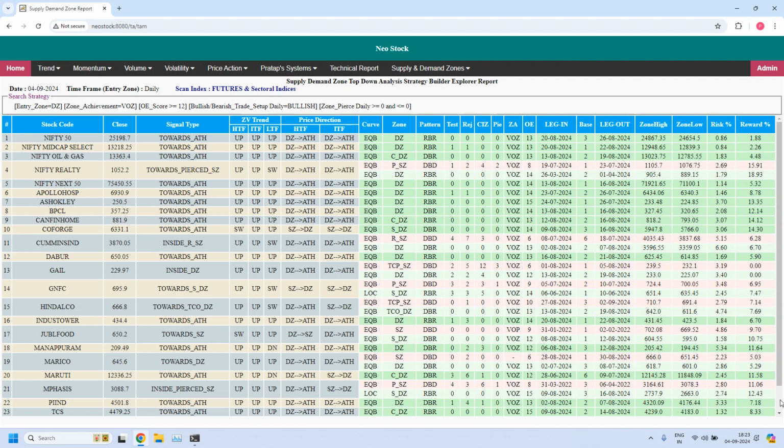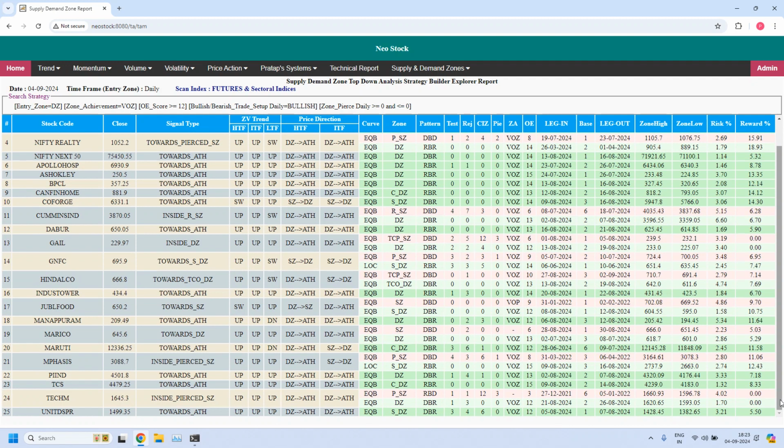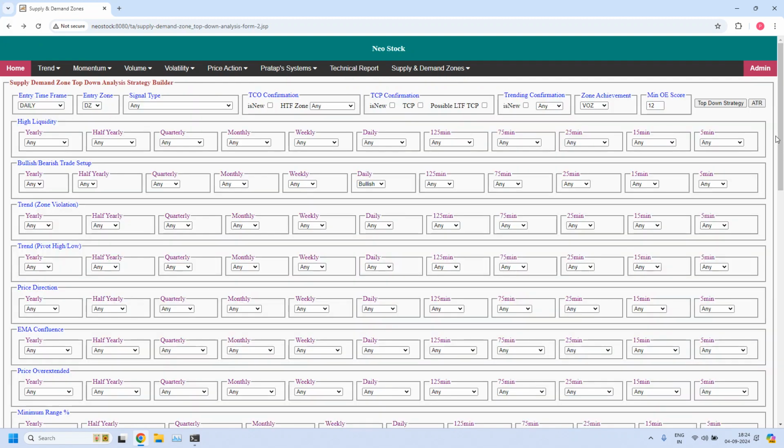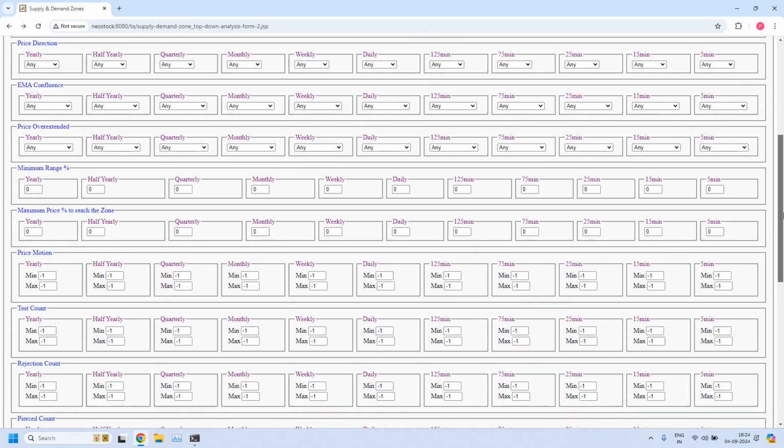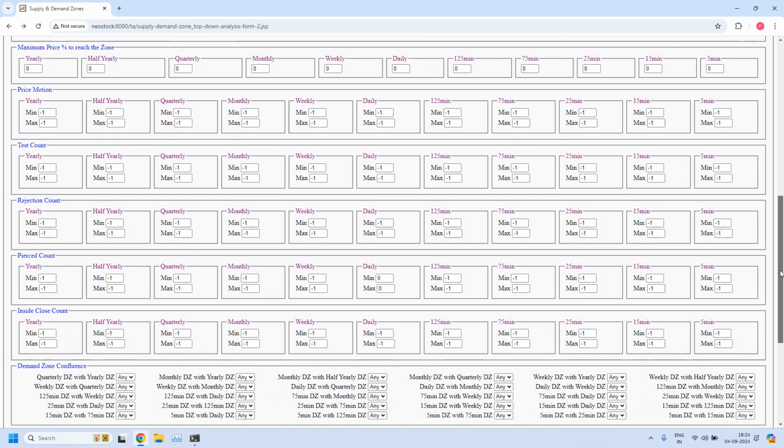Let me scroll the list down. So total 25 stocks are filtered. Okay, to increase the high probability of these zones, let's verify how many of these zones are having confluence with ITF time frame. That is a daily time frame and weekly time frame demand zone confluence. So in the demand zone confluence, daily and weekly demand zone confluence I am enabling.